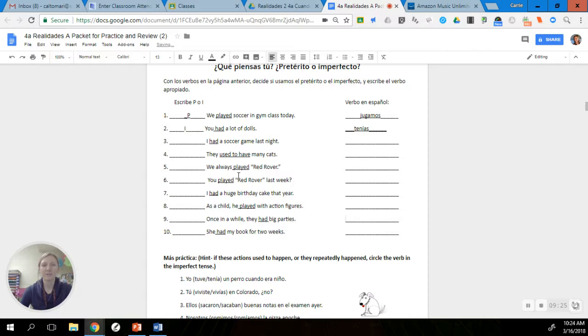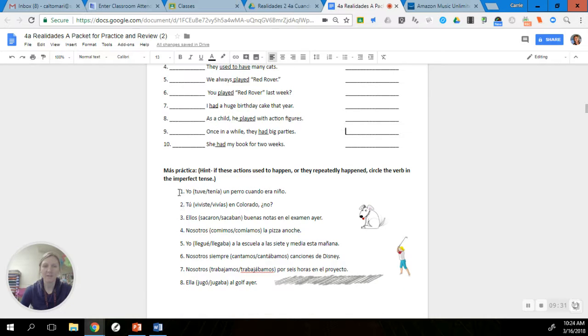So I want you to do the best you can. You may get some of these wrong. That is just fine. Okay. I want you to see if you think you can differentiate between these two. And then más práctica. If these actions used to happen, so if it's something that used to happen or they repeatedly happen, circle the verb in the imperfect tense. So if it's something that you think would be habitual over and over again, circle that verb. If it was just a one-time event, then you would circle the pretérito.